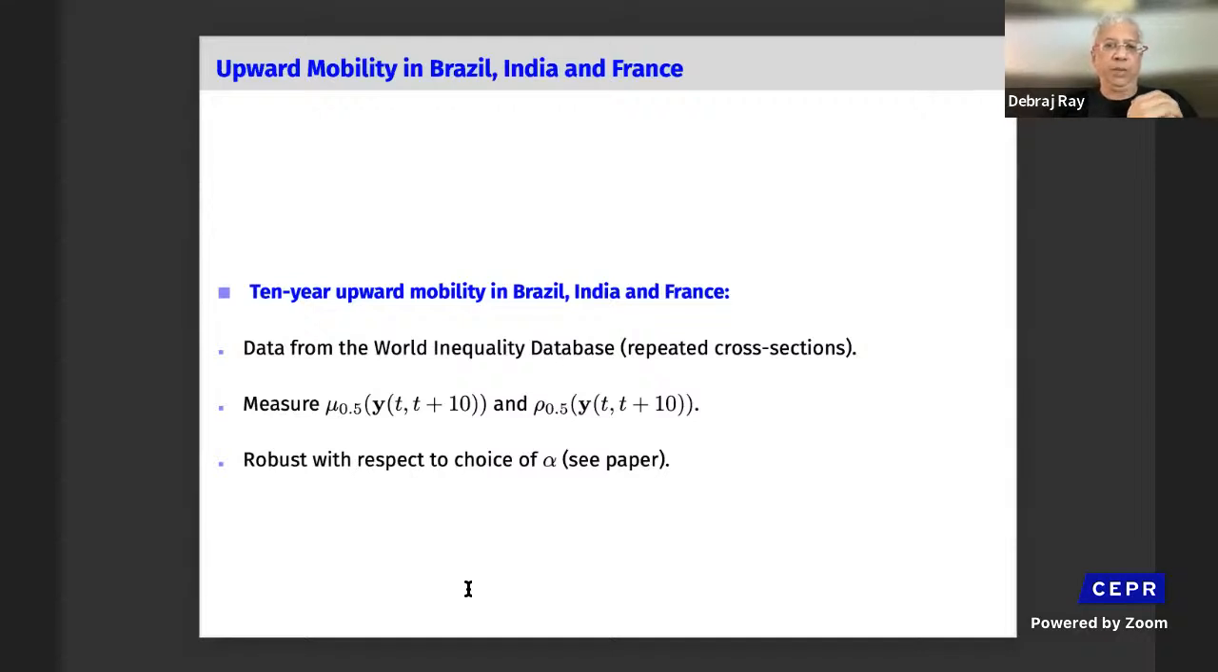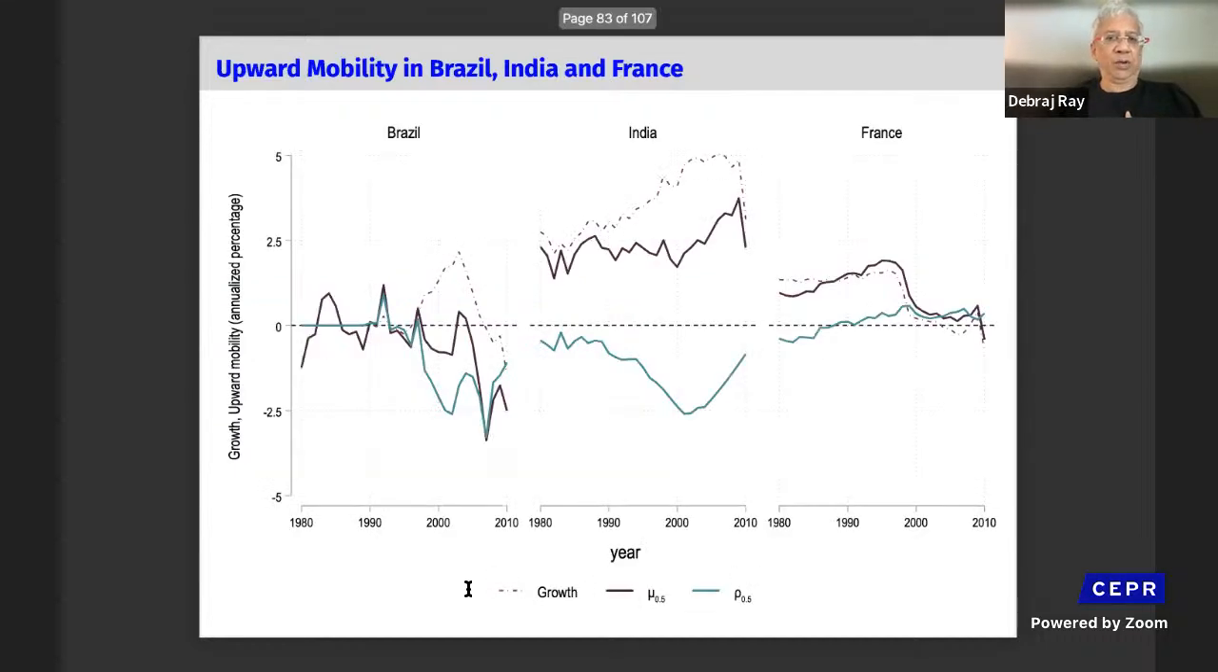We looked at upward mobility in Brazil, India, and France. We took data from the World Inequality Database, the WID, which does not have panels; it has repeated cross-sections. We calculated both absolute and relative mobility measures using our measure, and again, we look at different values of alpha in the paper. These diagrams are interesting because they capture a couple of things.